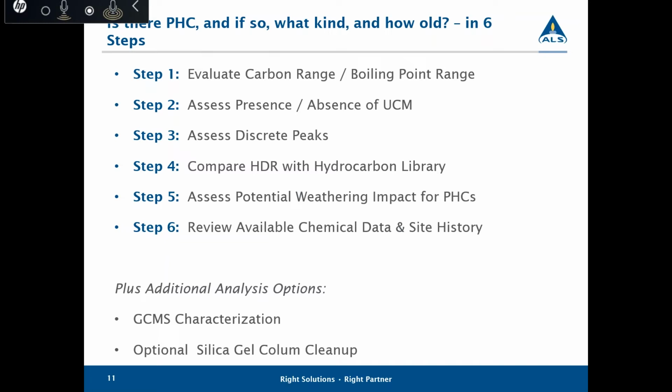We compare the chromatograms with the hydrocarbon library, which is available on the ALS website. We assess potential weathering impact for the petroleum hydrocarbons, and we review any other available chemical data and site history, which will help us. There are also additional analysis options like GCMS characterization or optional silica gel column cleanup, which can be done to help with determination of further presence of petroleum hydrocarbons.